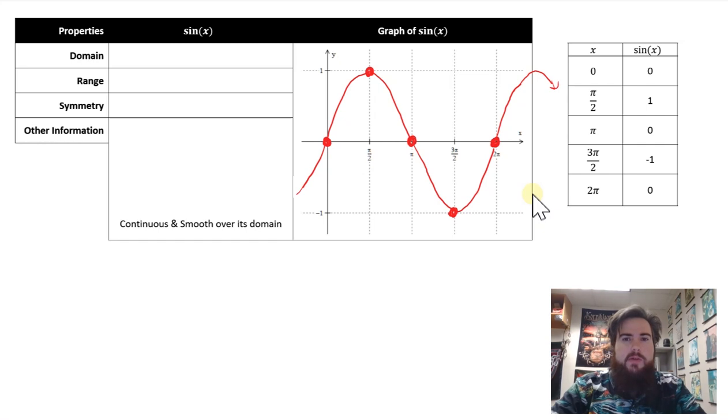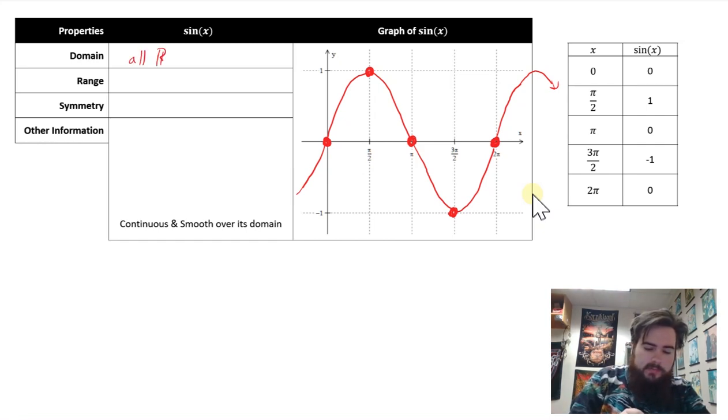Since we have the graph now, though, we should be able to establish the domain, the range, and the symmetry, as well as some other information for the graph of sine of x. The domain are the possible values of x that you may put into the function of sine. In this case, there are no issues with any angle measures that you can plug in for sine of x. So that means our domain is all real numbers, or sometimes also written as -infinity to +infinity.